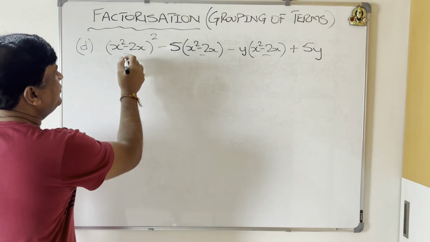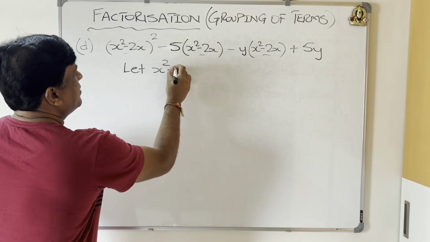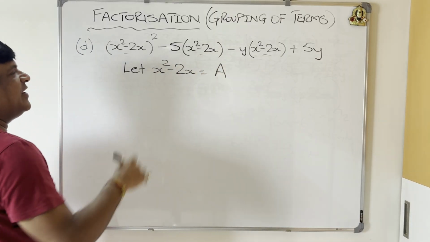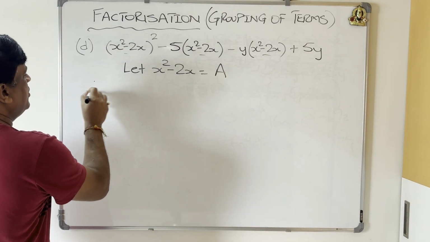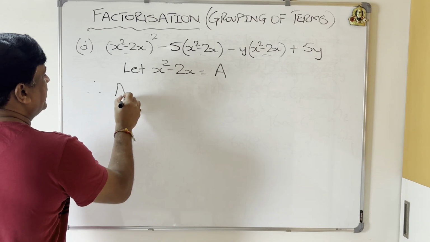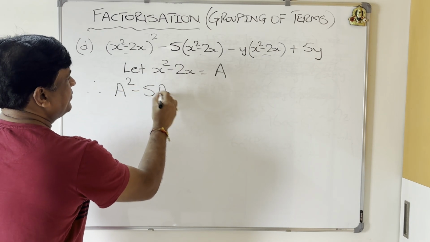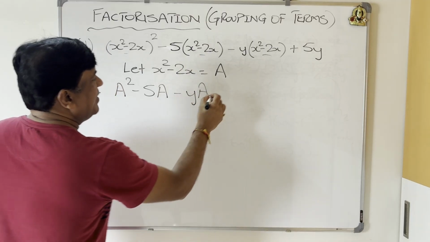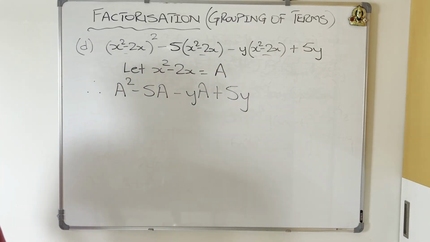So what I'm going to do is let x square minus 2x is equal to a. I'll substitute it by a. So let's see what you get. Therefore, this equation will become a square minus 5a, minus y times a plus 5y. Look at it. It became very simple.